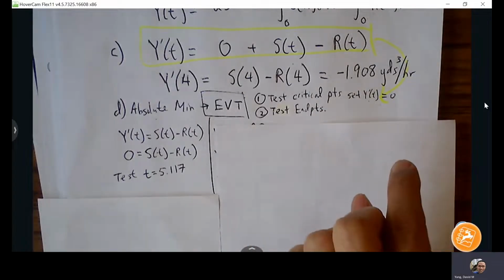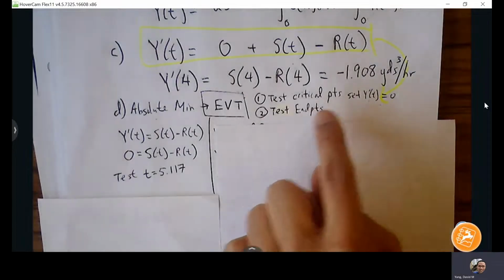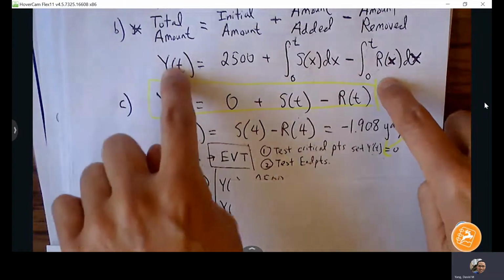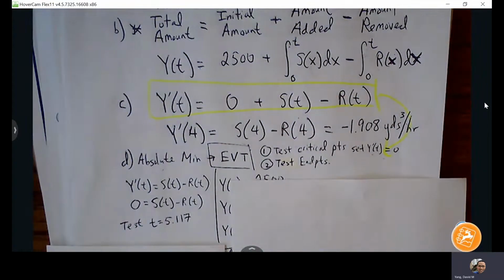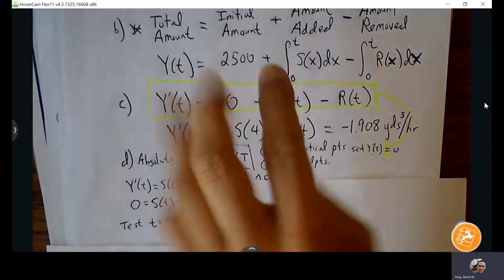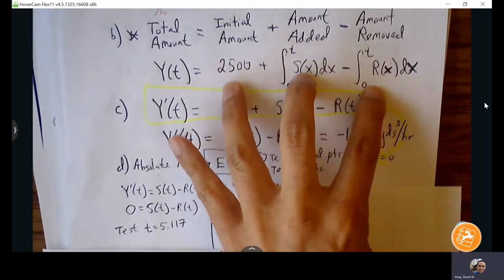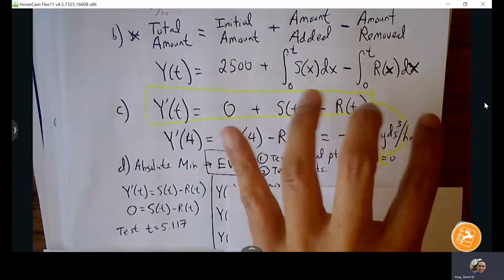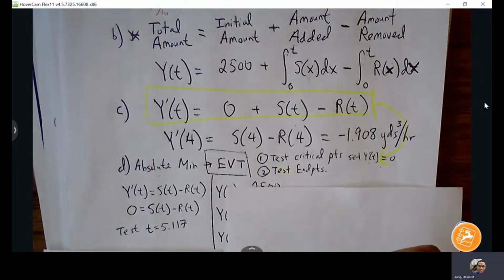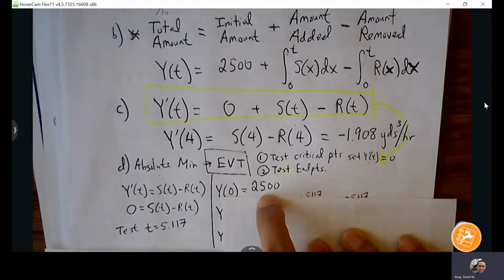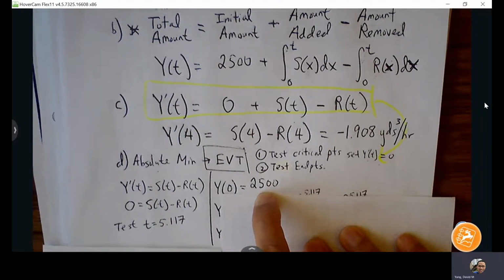Okay, so now we have 3 test points. Sorry, we have 3 test points: 2 endpoints and 1 critical point. So we're just going to take the time to enter into our y of t equation, because y of t can tell us the amount of sand at any point in time. It takes into account everything that could impact how much sand is on the beach at any given time. So we'll do y of 0 first. We already know y of 0 is 2,500. That's given to us in the problem.